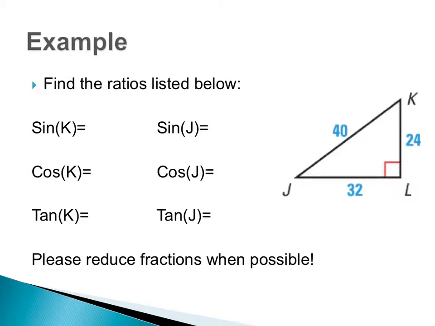Okay, we have one more example to do. This one I would like you to do on your own. So pause the video, find the sine, cosine, and tangent of angles K and J. Please reduce the fractions when you can. When you're finished, come back and we'll go over the problem.